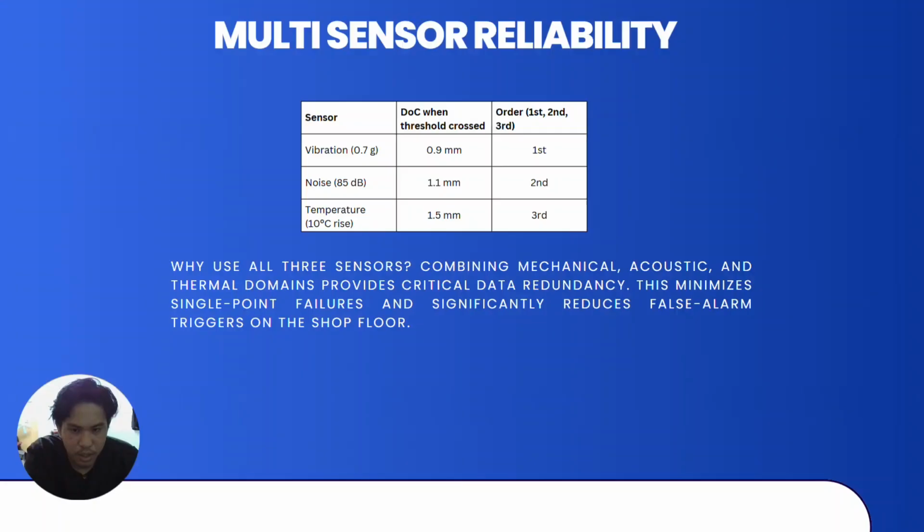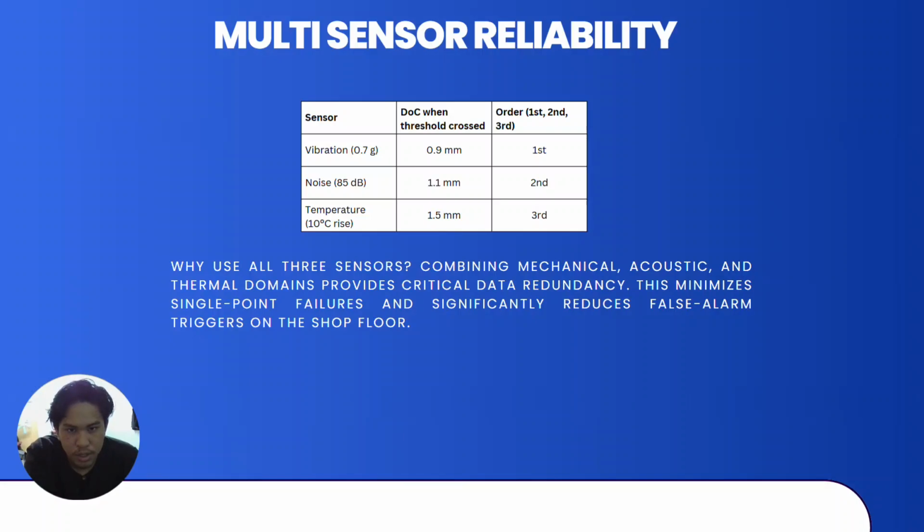Okay, thank you to Harry. By mapping out the sensor ecosystem, we clearly see the order of trigger events. Vibration changes are immediate, noise reaches its threshold next, and temperature follows as heat accumulates.